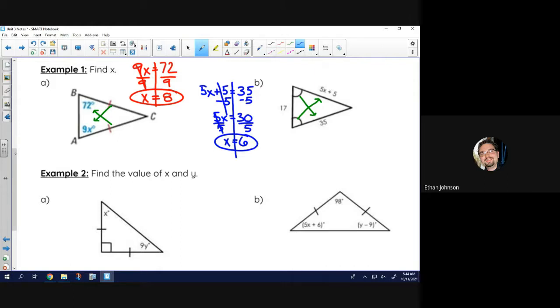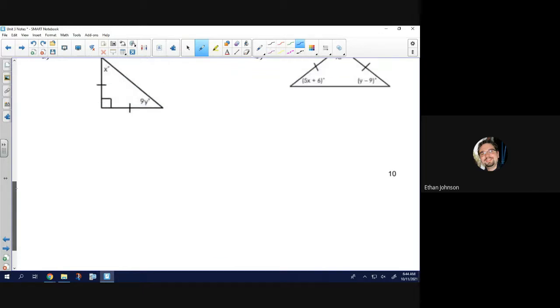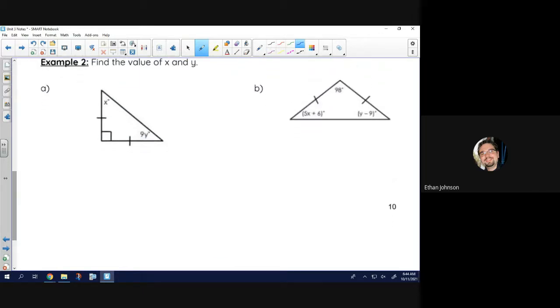Let's look at example 2. Example 2 is a little bit more challenging. It says find the value of x and y. So we have two variables we have to find. Looking at A, I see two sides that are congruent. So I know the angles across from them have to be congruent. But now we have a dilemma. In this problem, the equation that we could write says x equals 9y. Well, we have two variables in that equation. That's not really going to help us.